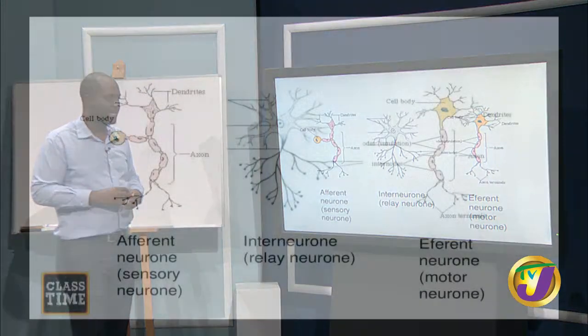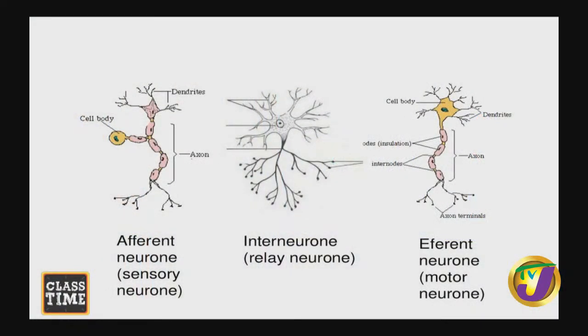And these are the three neurons side by side. The sensory neuron is called the afferent because it takes information to the central nervous system. And you have the interneuron or the relay. Think about a relay race in which the runner takes a baton from one athlete and passes it to the other athlete on the same team. So it takes information from one neuron and passes it on to the other neuron. So it's a relay neuron. And you have the efferent neuron, and it's so called because it takes information away from the central nervous system.